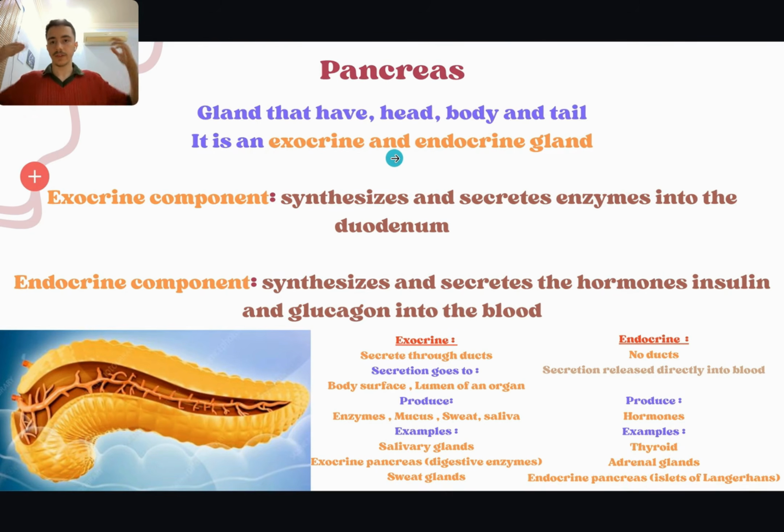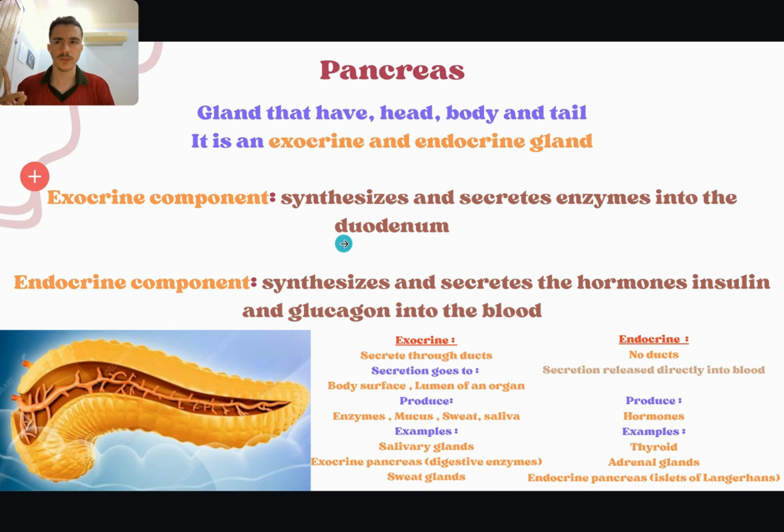Pancreas. It's a gland that has a head, body, and tail, and we can define it as two glands. It's exocrine and endocrine. Most of it is exocrine. That's why I put the sign here. And 2% of it is endocrine. It's mixed. The exocrine component synthesizes and secretes the enzymes into the duodenum, and the endocrine component synthesizes and secretes the hormones, insulin and glucagon, into the blood.